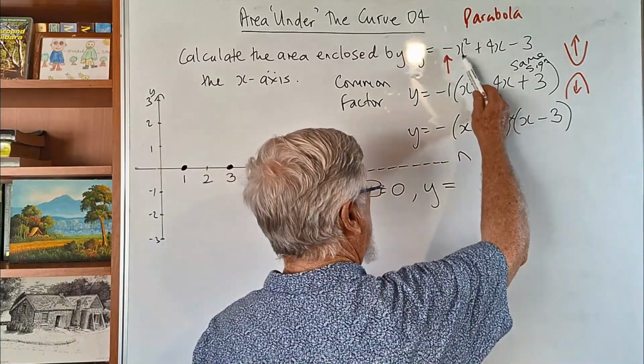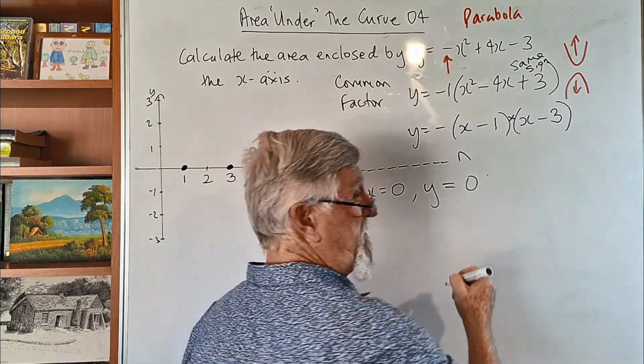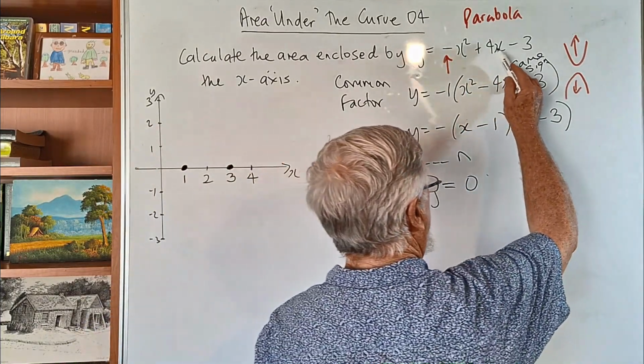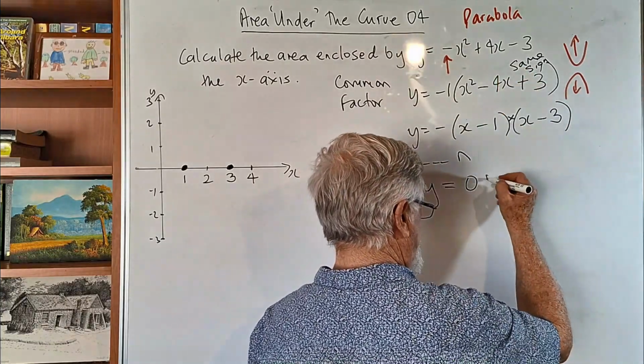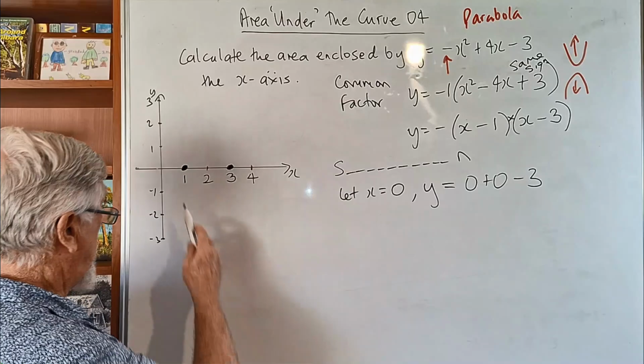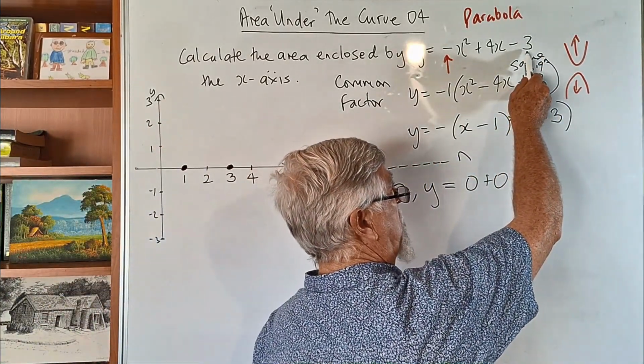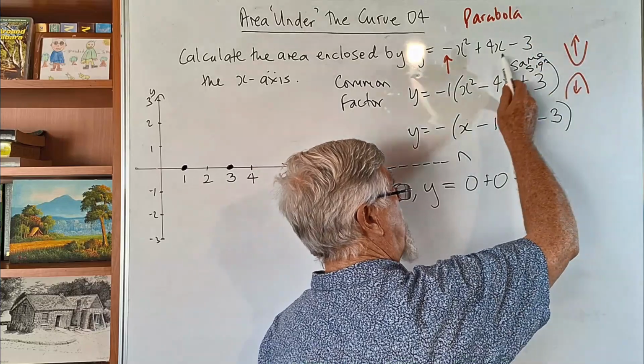Go back up to here. You'd have the minus of 0 squared. So that's 0. You don't need the minus of 0. Then you got 4 times 0, which is 0. You got the minus 3. Now a lot of people would know when we're getting the y-intercept, you can just go to the constant that's by itself, because that becomes 0 and that becomes 0.